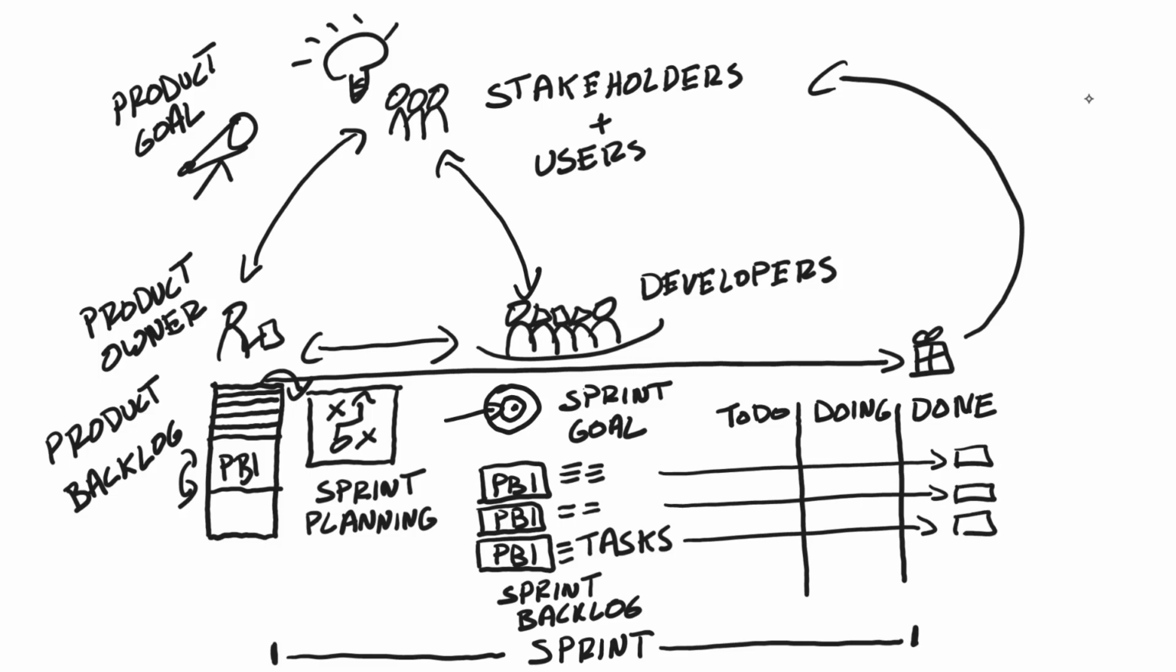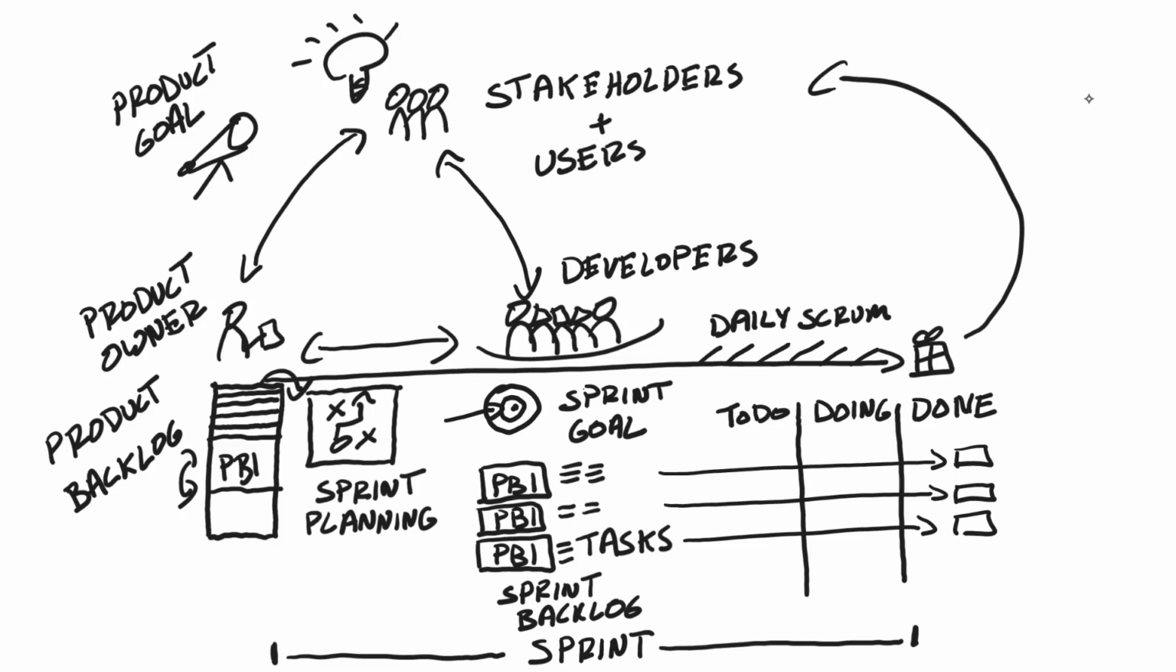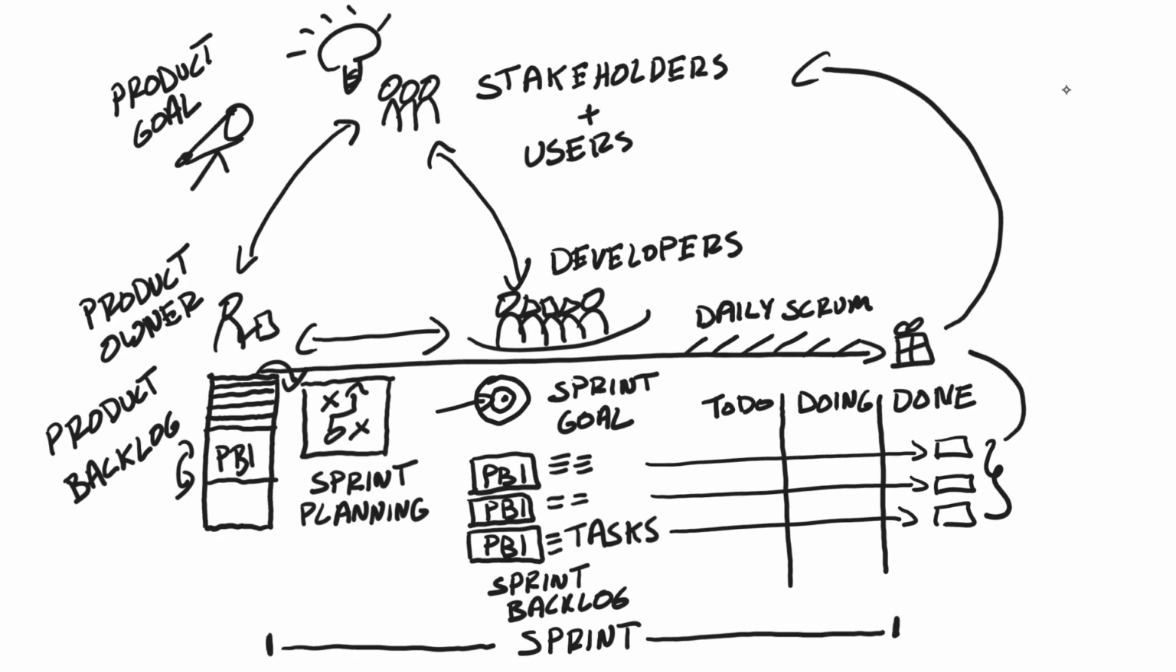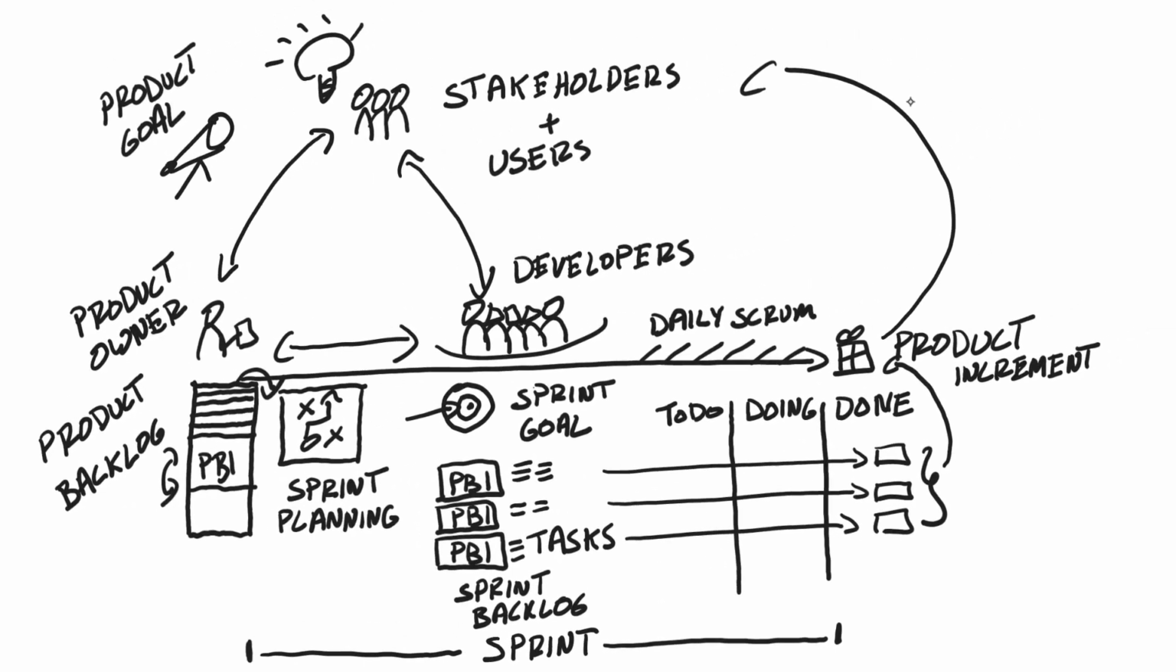Every day, the developers plan their day in what is called a daily scrum, where they inspect their progress towards the sprint goal and adjust the sprint backlog accordingly. This continues until the end of the sprint, where the developers package up what they completed into a product increment.